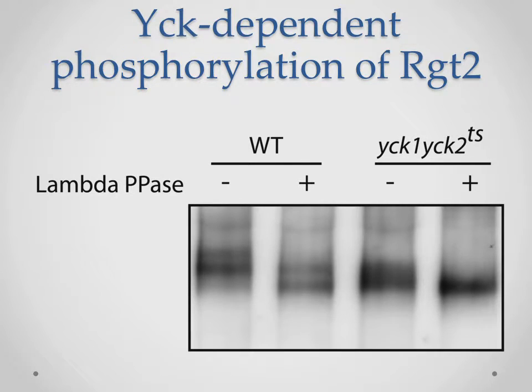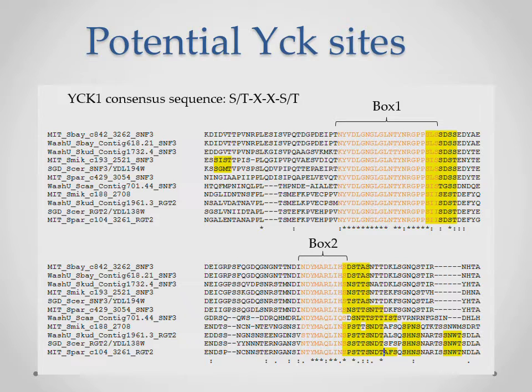So we wanted to investigate that a little further to try to figure out where this phosphorylation was occurring. So just to show you quickly, here's a really busy slide, but what I'm trying to show you is an alignment of SNF3, the other sensor, and RGT2 from several different species of yeast. And what we had identified was two conserved regions in the C-terminal tail. We had box 1, and then just C-terminal to that was this box 2. And what I've highlighted in yellow are YCK consensus sites. And what you can see is that they seem to cluster immediately downstream of these conserved boxes. So we wanted to do a few truncations of that tail to see what effect it would have on the phosphorylation state of RGT2.